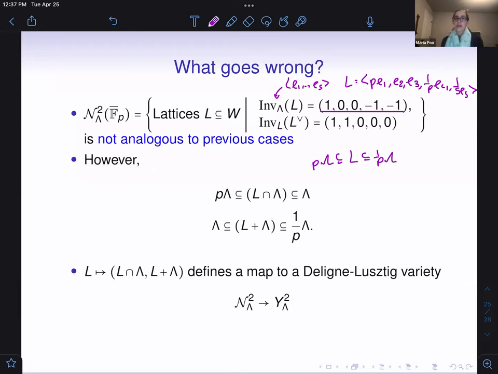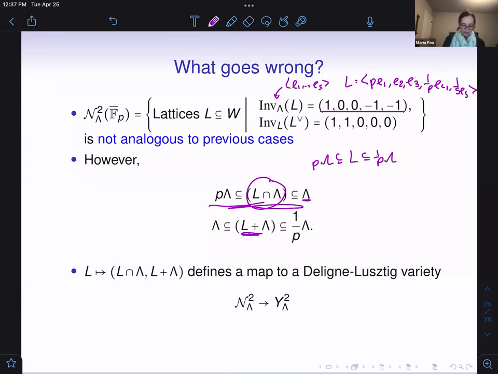However, we can replace L with two approximations of L. One is by taking L intersect lambda. That will be guaranteed to be contained inside lambda. So now we're looking at a chain condition we were hoping for. Or we could take the lattice spanned by L and this vertex lattice lambda. And that will again live between the vertex lattice and one power away of the vertex lattice. And that turns out to be the thing to do.